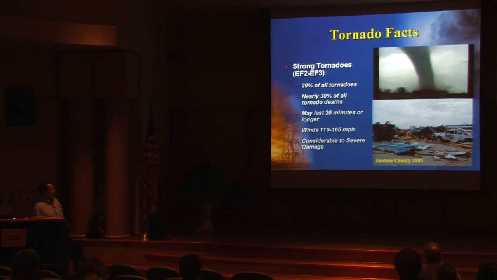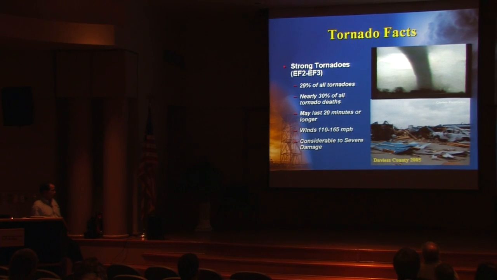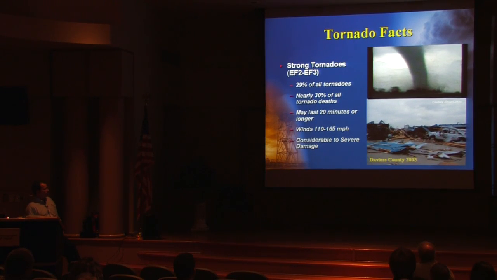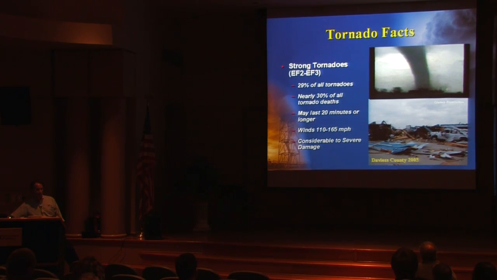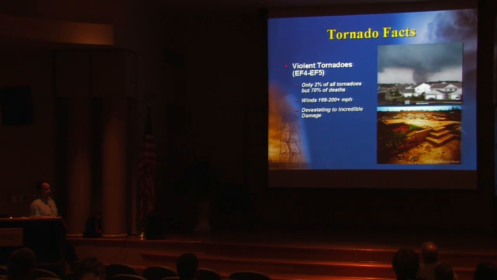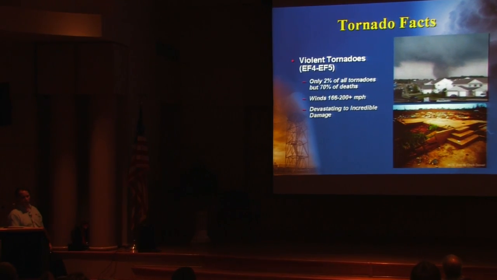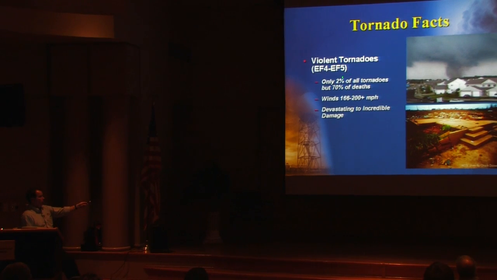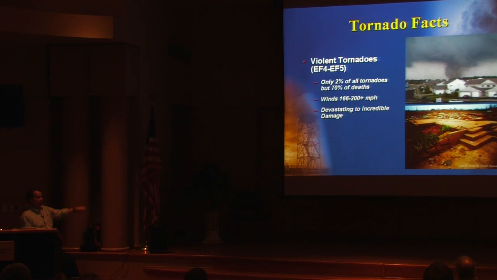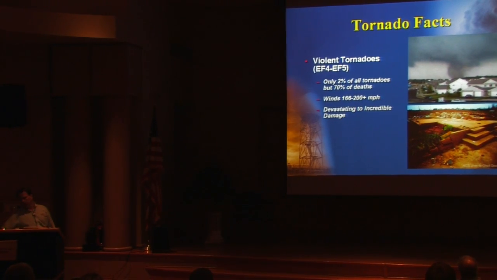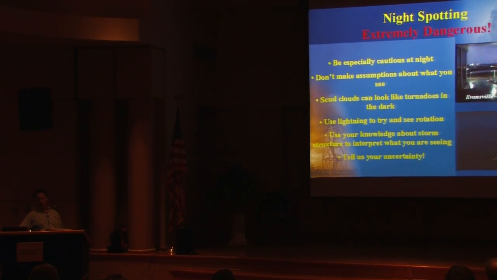As we move up the ladder in intensity to the EF2s and EF3s with winds 110 to 165 miles an hour, they account for about a third of our tornadoes. They account for about a third of our tornado-related fatalities. And you can see on the bottom that the damage is much more significant. And by the time you get up to the most violent of the tornadoes, the EF4s and the EF5s with winds above 165 miles an hour, usually nothing is left above ground level with these tornadoes. And so we're very fortunate that they only account for about 2% of all the tornadoes that take place. But on the other hand, they account for the vast majority of fatalities that occur. So that's the range of tornado intensities.